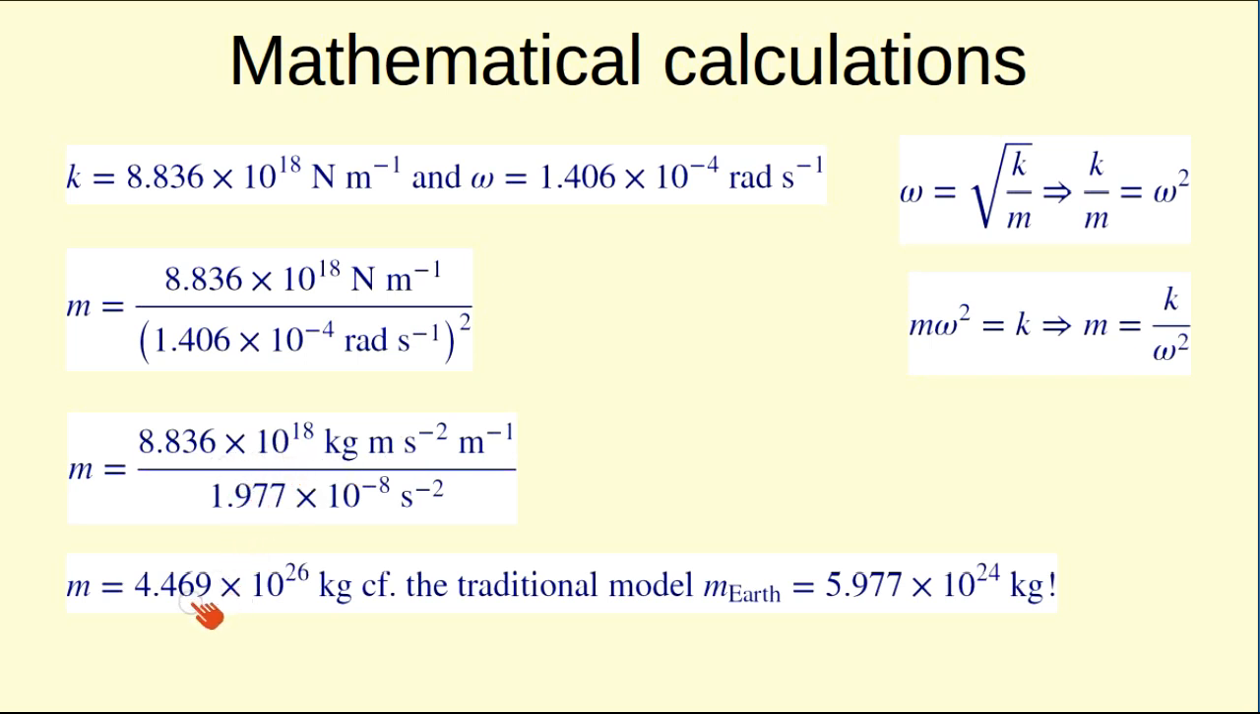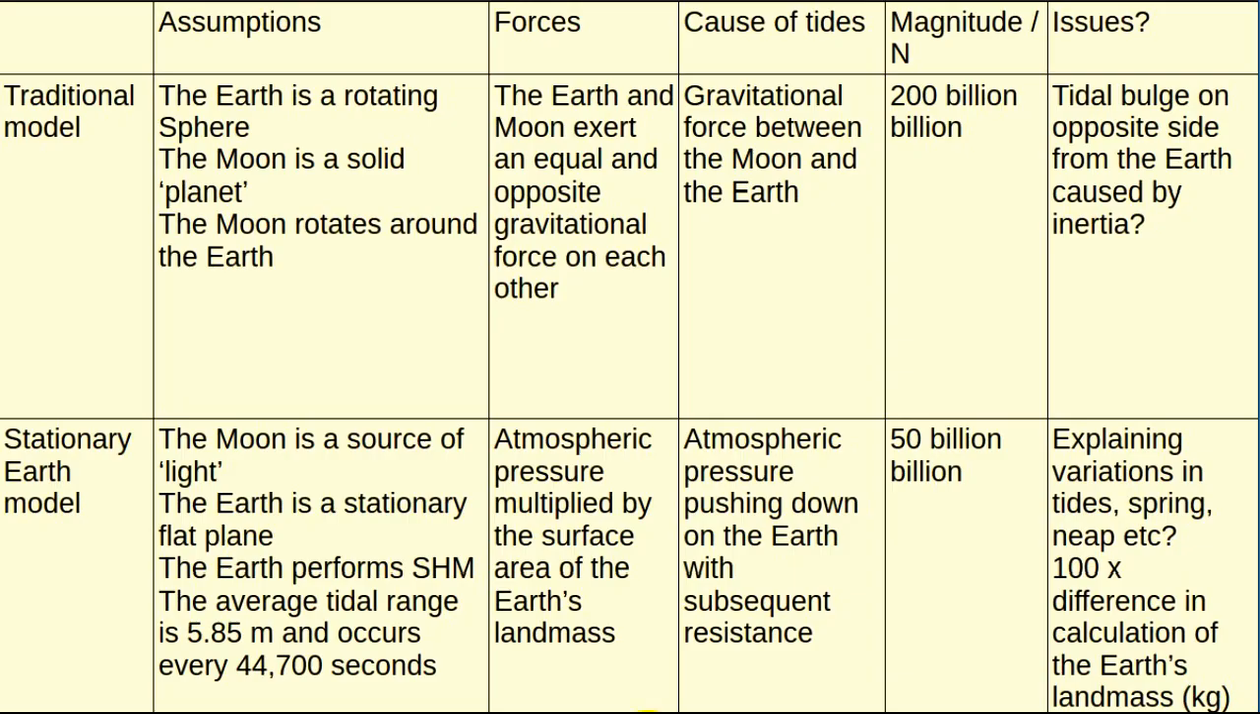And we end up with the value of the land mass of the Earth as being about 5 times 10 to the 26 kilograms. The traditional model is 5 times 10 to the 24. So there's a disparity there of about 100 times. So looking at the assumptions.